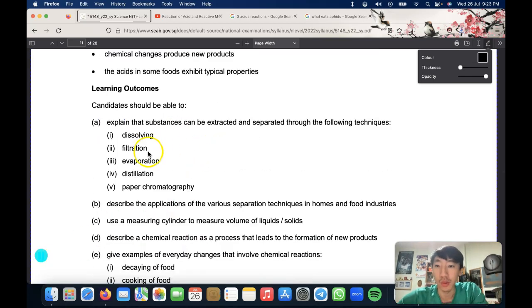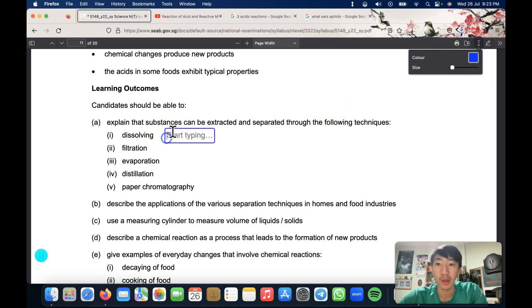Okay, we are back. So we are going to talk about 5 different separation techniques. The first one is very easy. The first one is just dissolving. What is dissolving? Basically, you take something that's soluble, and then you can dissolve it. What is something that's soluble? Things like sugar, things like salt. These are all things that are soluble. Just put it inside water, stir, and then you can dissolve it already.